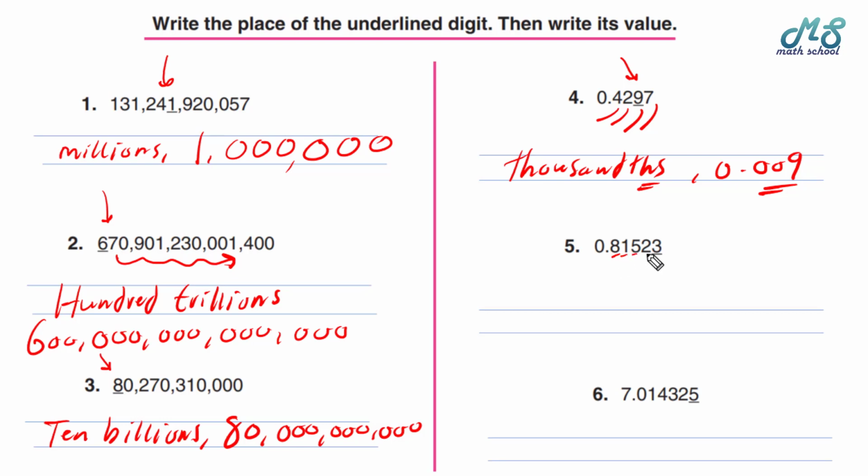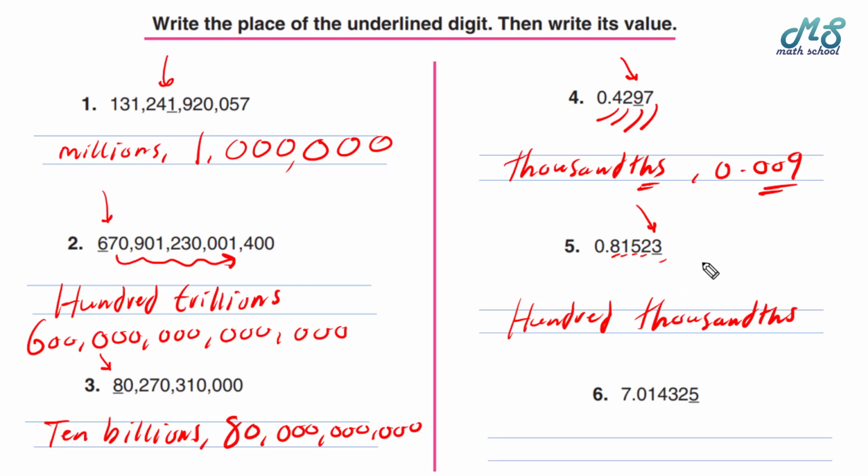Next, how many digits? 1, 2, 3, 4, 5. So we have 5 decimal places. Now 3 is in what? The hundred thousandths place. Just write hundred thousandths place. Thousandths with THS, don't forget. Its value is equal to 300 thousandths.